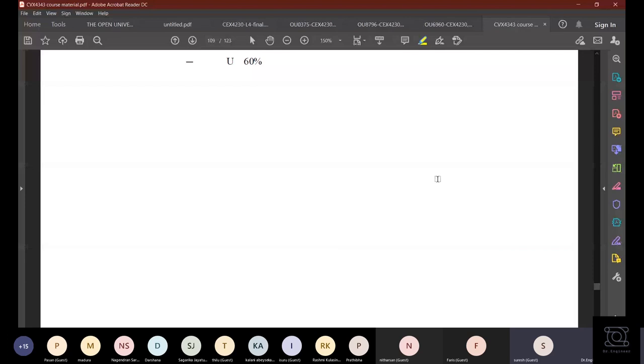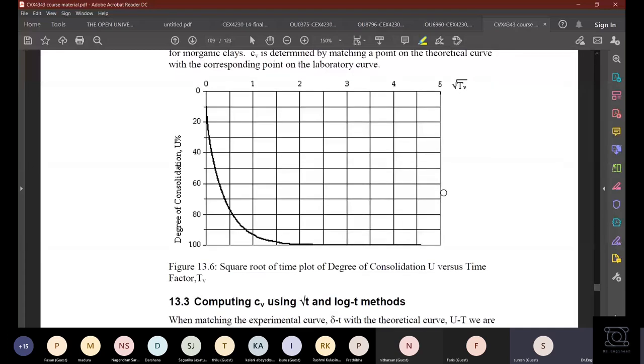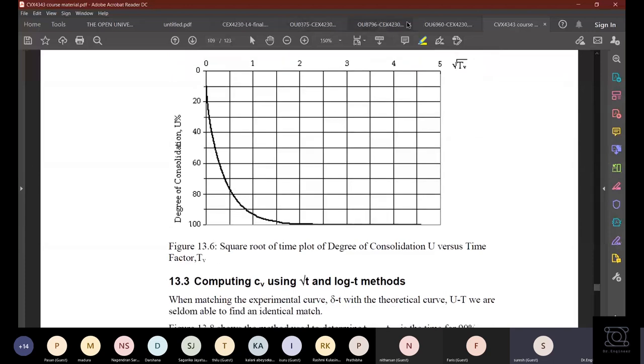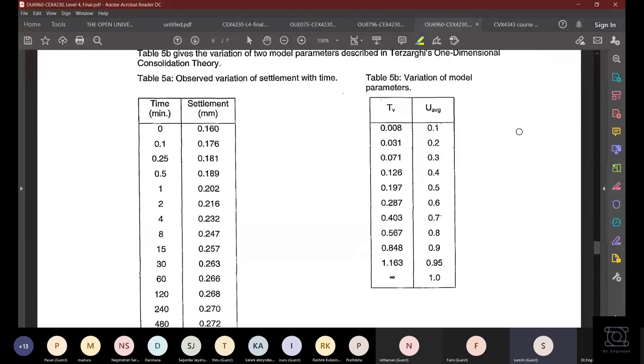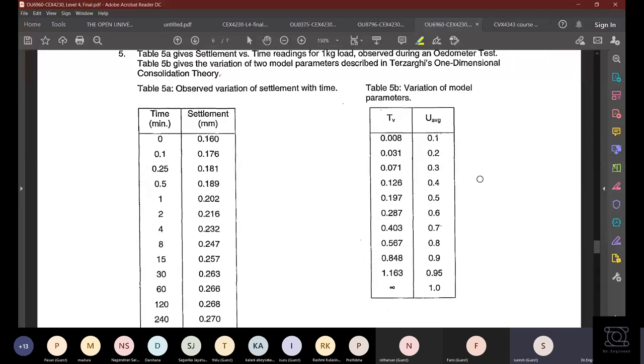And there is a curved graph for this also. Sometimes we have to use those graphs. In one past paper, I can't remember which year, there was a question with a table. This one, 2012-13, part 2, question number 5, with a chart of time and settlement. If they give something like this, we can do that part. Other than this, they have to mention it to us.